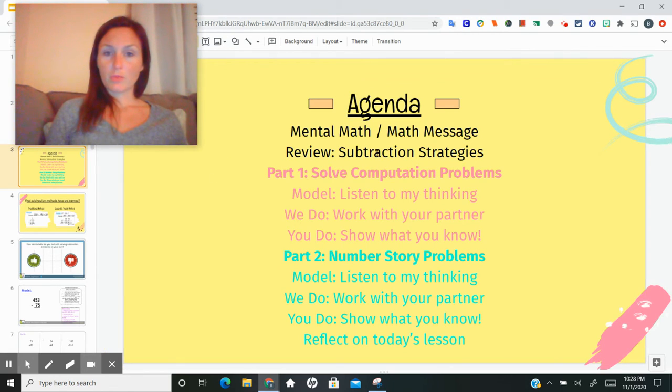So we've already done our beginning. So I will be going and showing you just the computation problems where you're going to be solving with the numbers. And then you're going to do part 2. I'm going to come back and model again, and you're going to be looking at story problems.